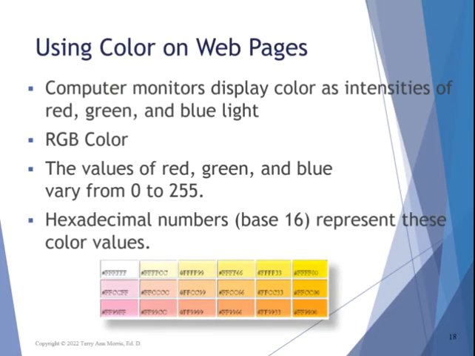Using color on web pages, as seen on the slide, we can say that computer monitors display color as intensities of red, green, and blue light, which are RGB colors. The values of red, green, and blue vary from 0 to 255. However, hexadecimal numbers, base 16, are known to represent these color values.